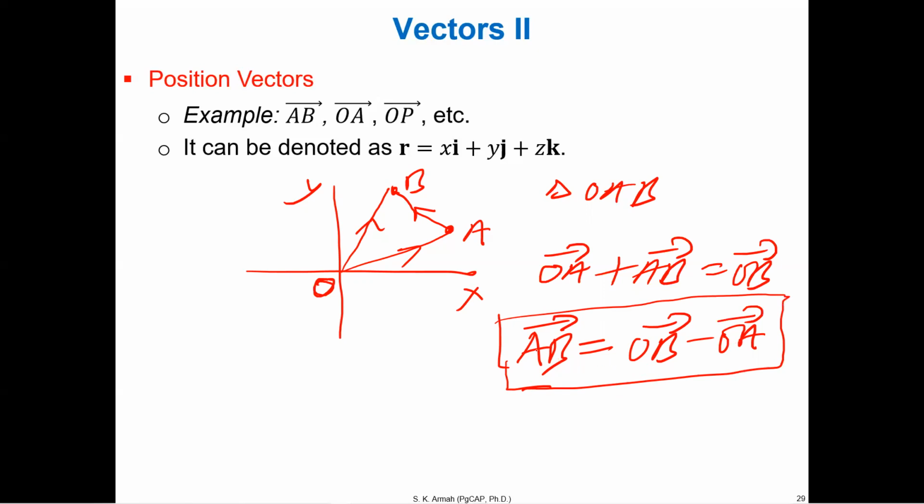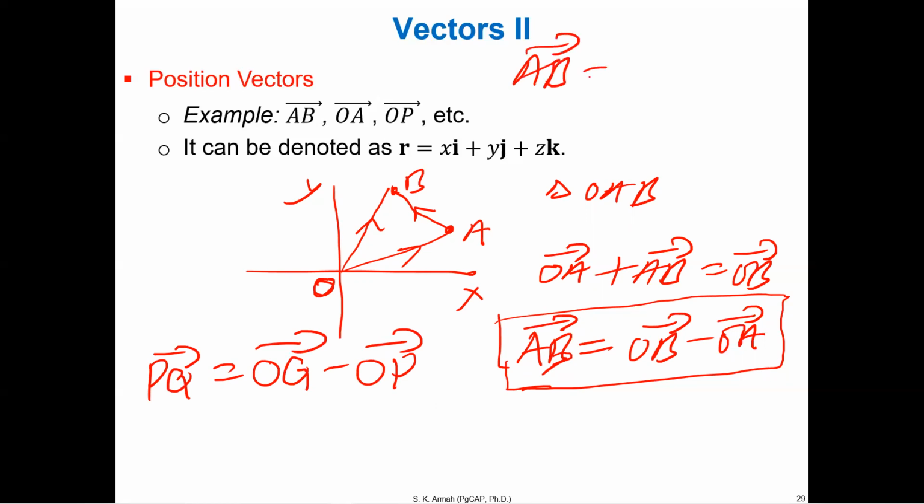So look how it goes. You want to find AB: it is O to B first, O to the second one, minus O to the first one. Okay, let me write another one. If I want to do PQ, then PQ is O to the second one, which is Q, minus O to the first one, OP. And take note, vector AB is negative BA, or vice versa. BA is negative AB.